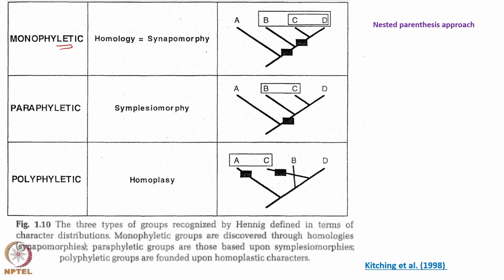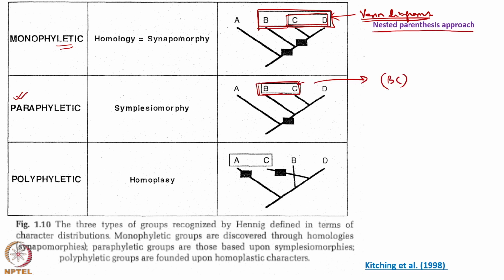The monophyletic group can be presented in terms of such boxes. We can also call them Venn diagrams, although they are not exactly the kind of Venn diagrams that we have seen in set theory. C and D in a smaller rectangle means C and D constitute a smaller group. B, C and D inside a bigger rectangle means B, C and D come in a bigger group within which C and D exist. The paraphyletic group example is B and C, and they are kept inside a rectangle, a Venn diagram presentation, and with the nested parenthesis approach I have already described, we can write BC as an example of a paraphyletic group.